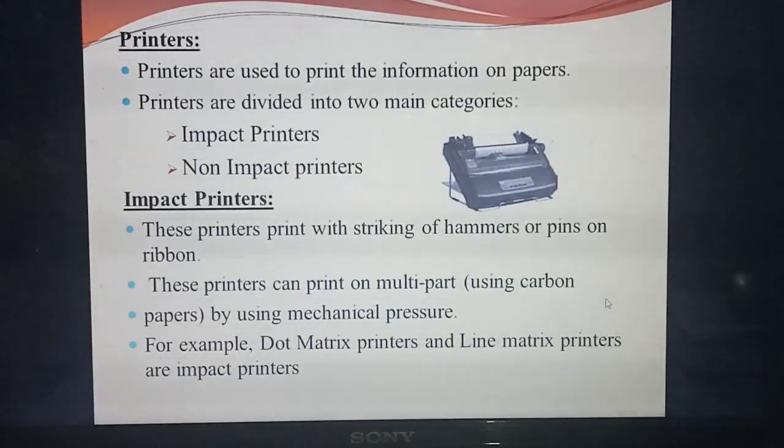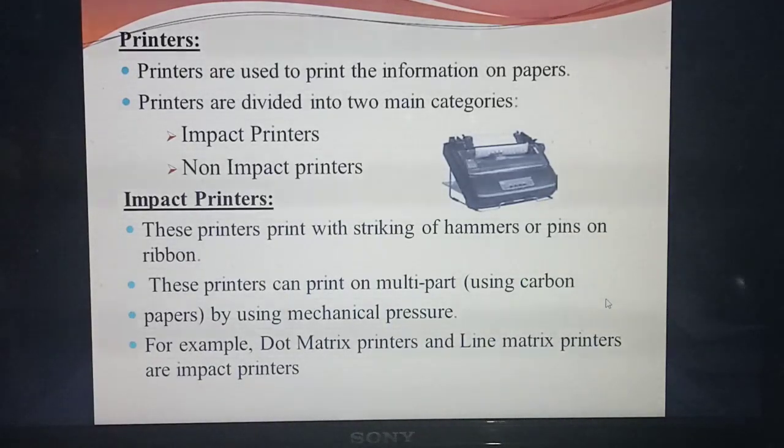Understood? What things are present inside impact printers? Printers contain hammers or pins connected to a ribbon. When you switch on the printer for taking a printout, the mechanical pressure comes into contact, and using that pressure the hammers or pins will strike. When the hammers or pins strike, a dot will appear on the paper. So these are the 2 points you need to write.